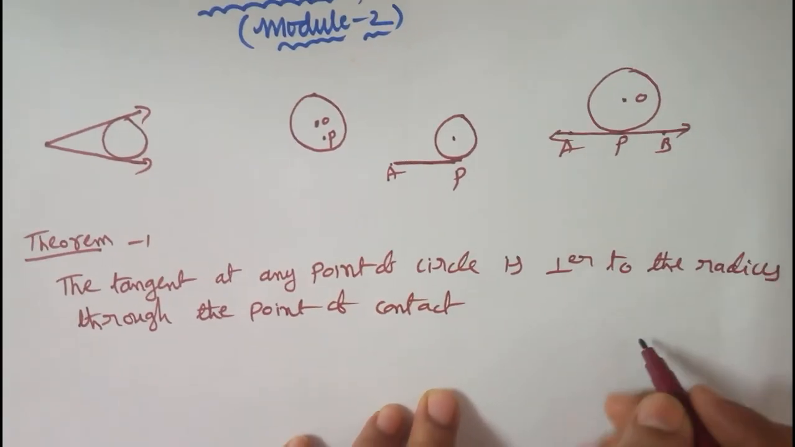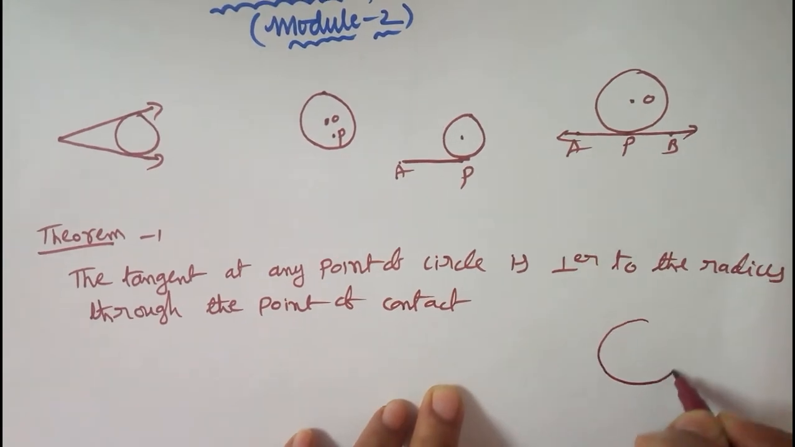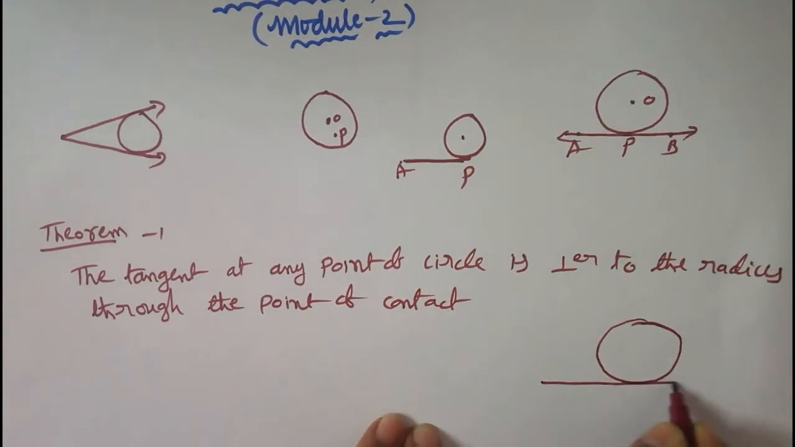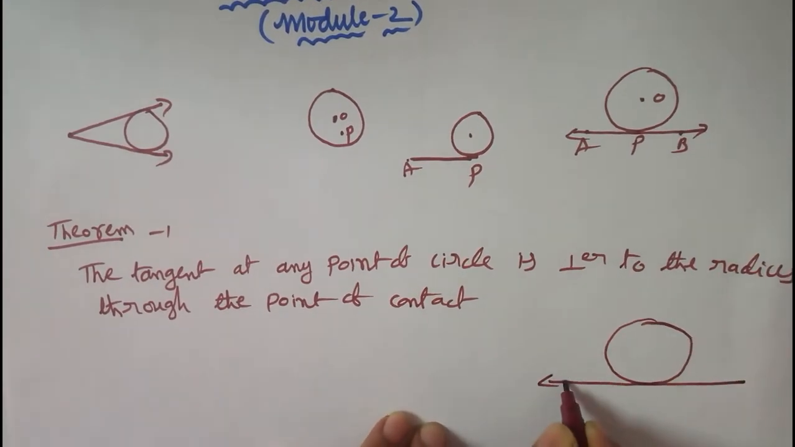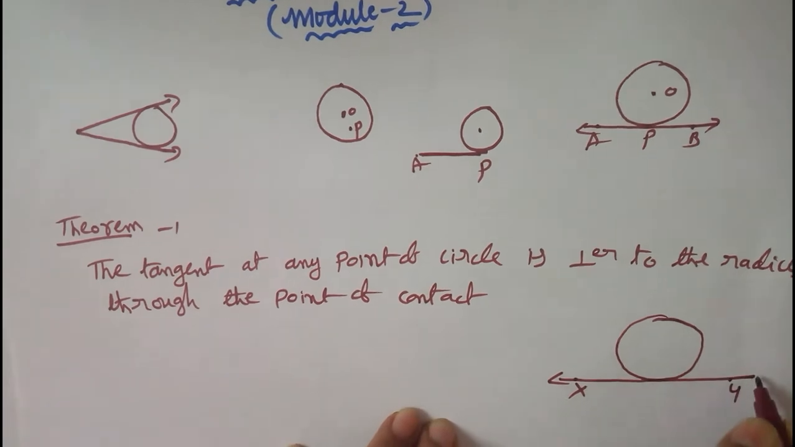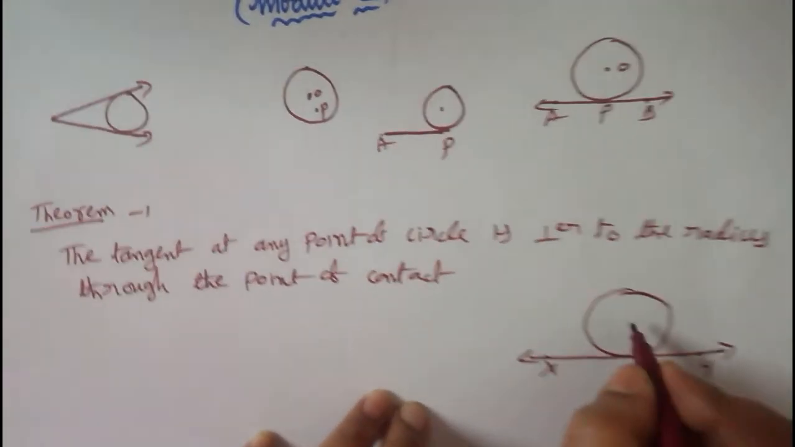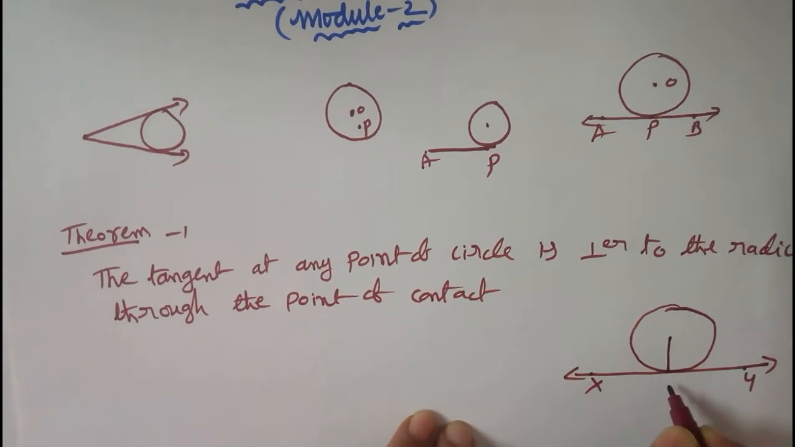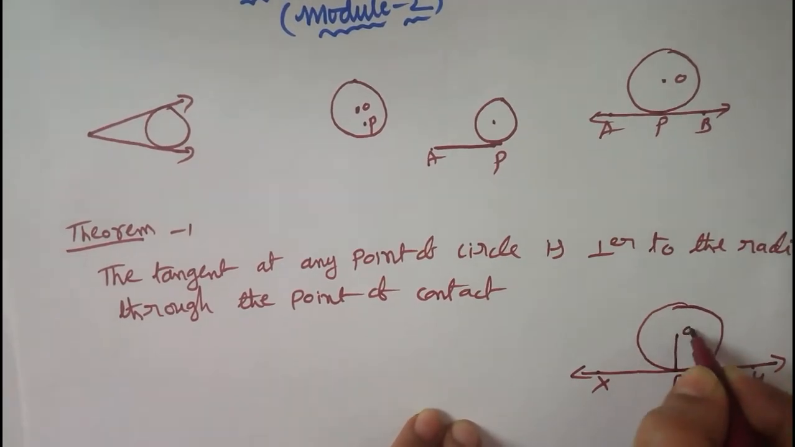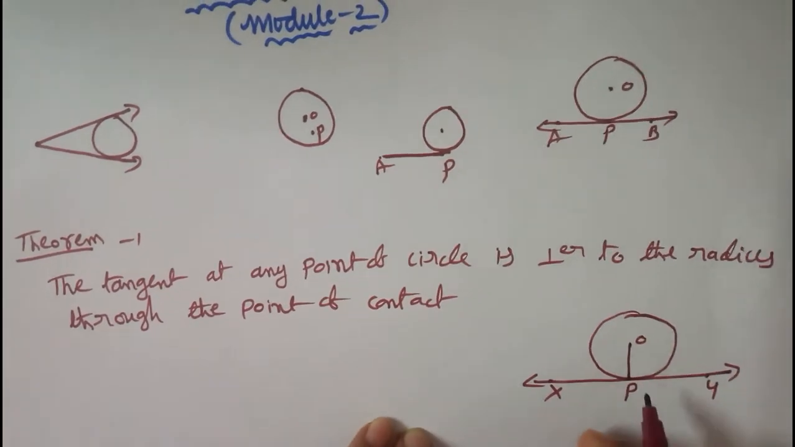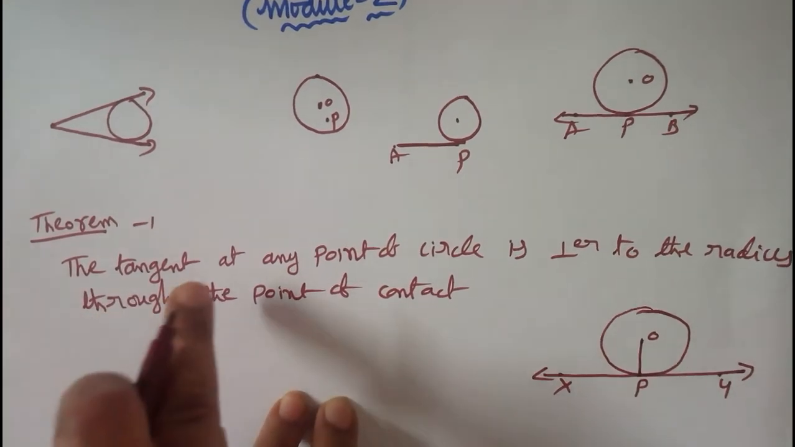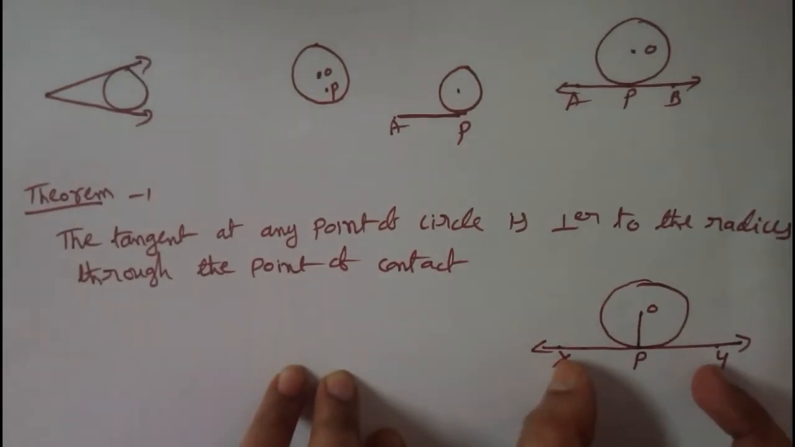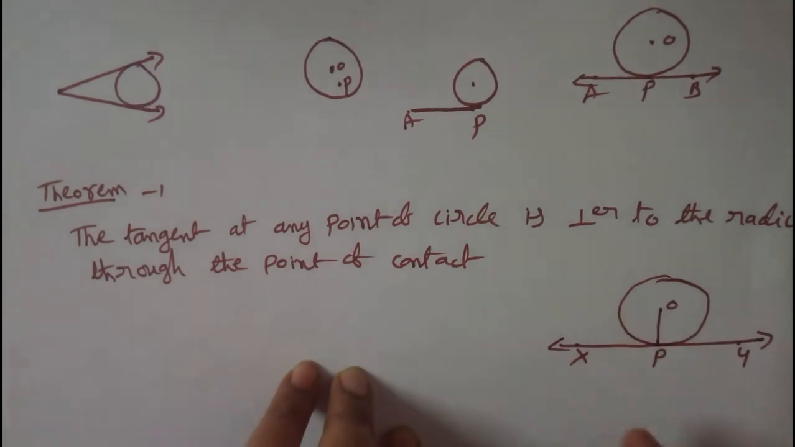Now draw the figure. XY is a tangent. O is the center of the circle. XY is a tangent drawn at point P. Now OP is the radius. You have to prove the tangent at any point of a circle is perpendicular to the radius. That means the tangent XY is perpendicular to the radius OP.